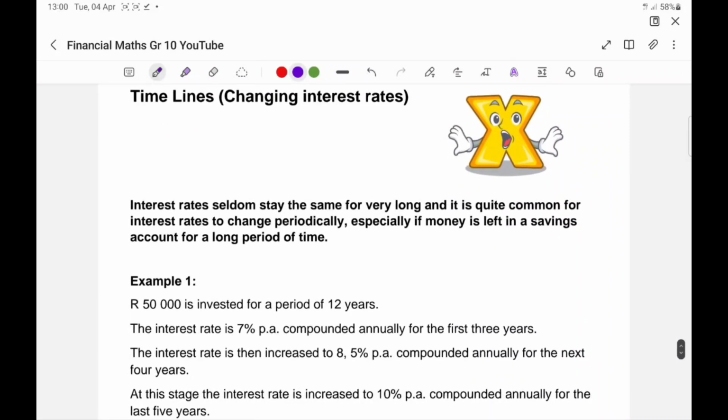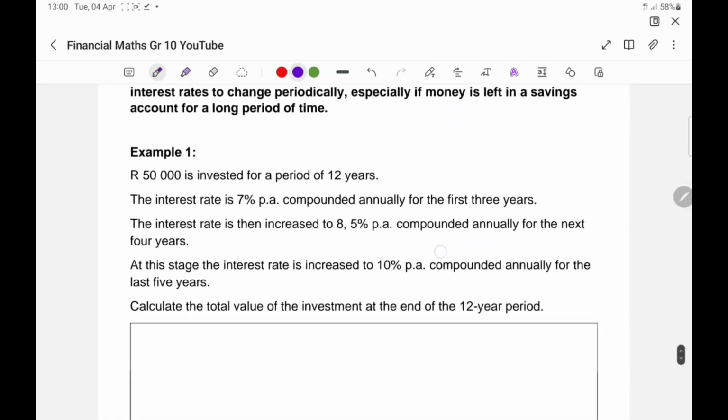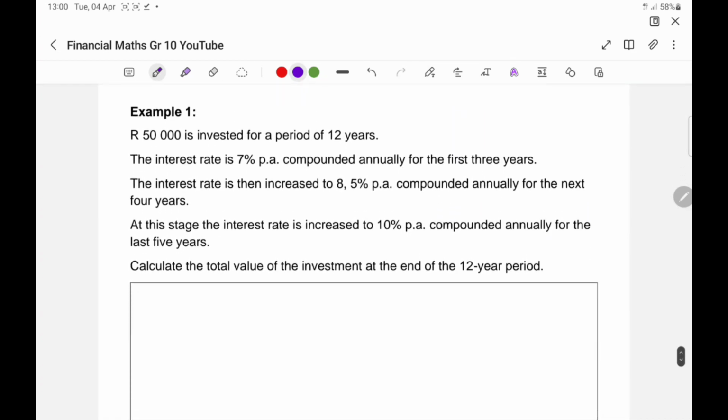Now we're going to look at the timelines where we're changing the interest rate. Okay, so the interest rate seldom stays the same for a very long period, and it's quite common for interest rates to change periodically, especially if money is left in a savings account for a long period of time. So we can't just accept that it won't change. The interest rate does change as we go, especially over a long period of time.